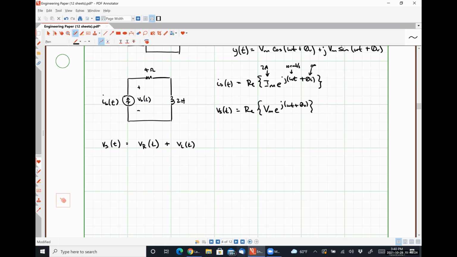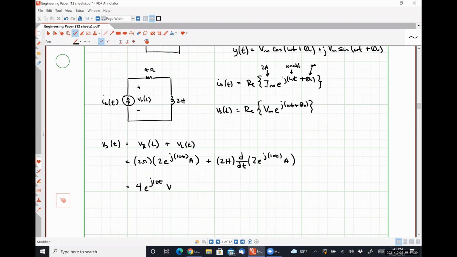Kirchhoff's voltage law is Kirchhoff's voltage law. It must be satisfied. Vr of t is now going to be 2 ohms times 2 e to the j10t amps. And then we're going to have VL of t as 2 Henrys times the derivative of 2 e to the j10t amps. So when I do the VR part, that's just 2 multiplied by 2 exponential, so that's going to look like 4 e to the j10t volts.